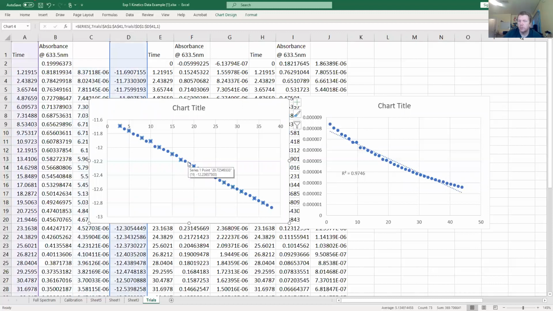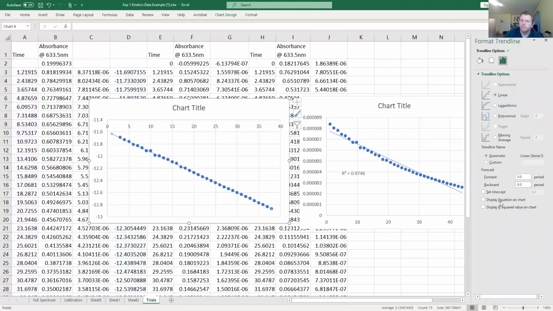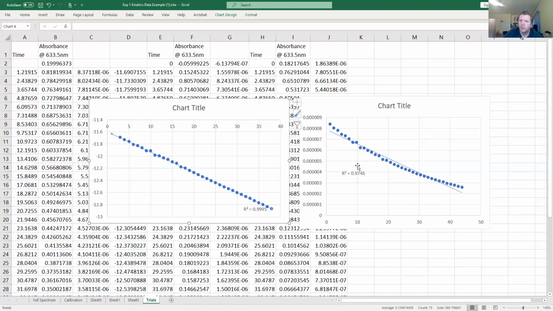And if this is linear, this is going to be an indication that it is first order with respect to our sodium hypochlorite. So now I'm going to go ahead and close that. Look at my R squared value. I've got an R squared value of 0.9995. Okay, so it's more linear when looking at the natural log data than when looking at the concentration versus time data alone.